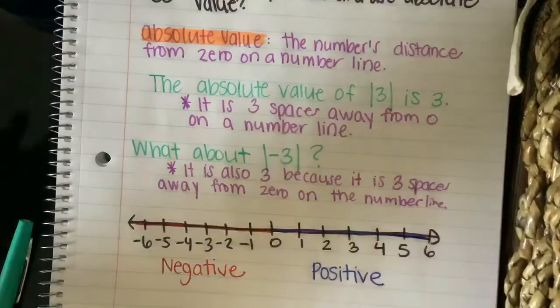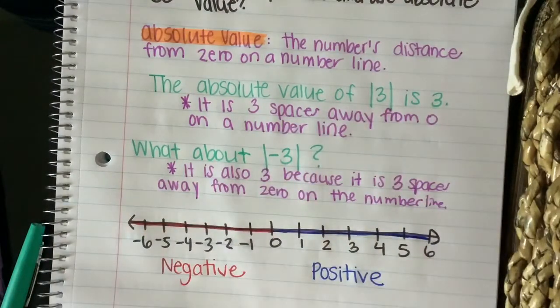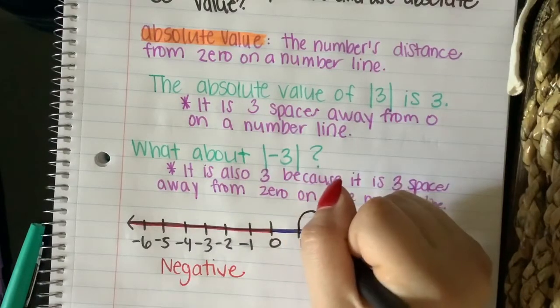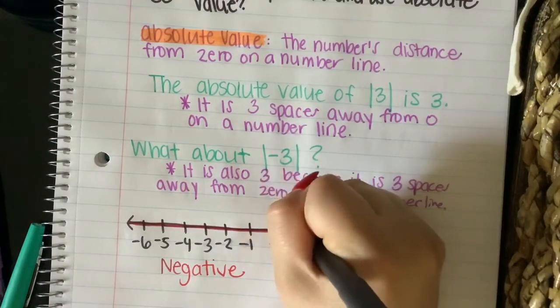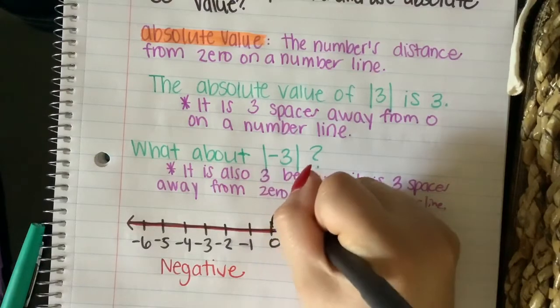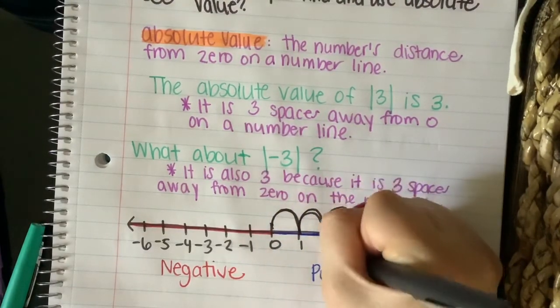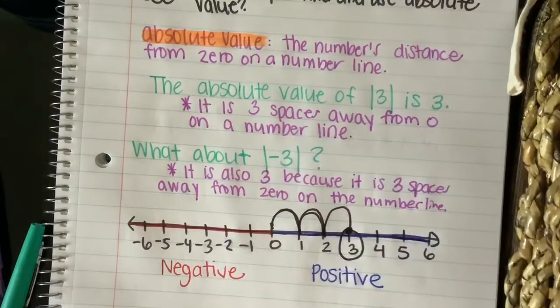Okay, so let's check the absolute value of +3. So here I go. Whoops, starting at 0, 1, 2, 3. I have 3 spaces away from 0. Now let me check negative.